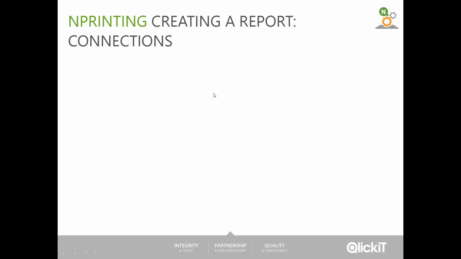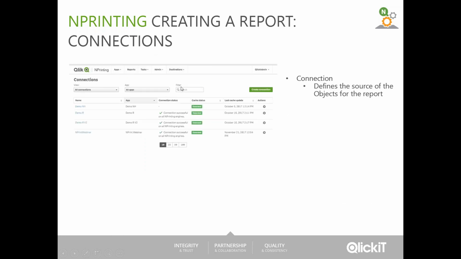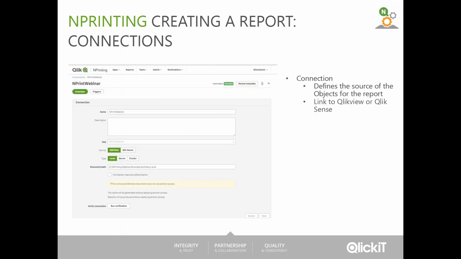So once I've defined my users, I'll be able to get into the system. I'll be able to start developing something because I've been defined as a developer. What I'm going to do then is create a connection. So what is a connection? It's simple. It's something that defines the source of the objects for the report. And when I create a new connection, it comes up with a screen. I give it a name.